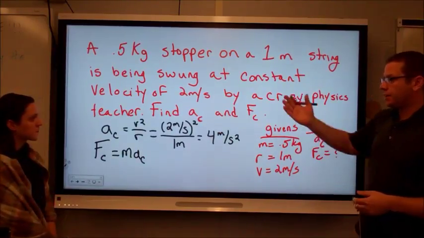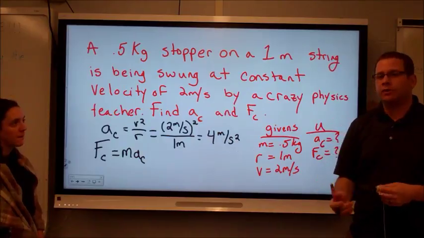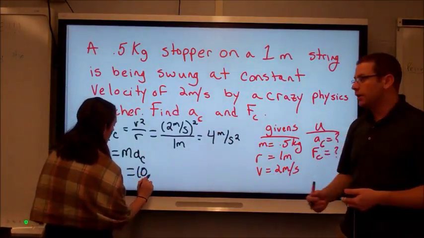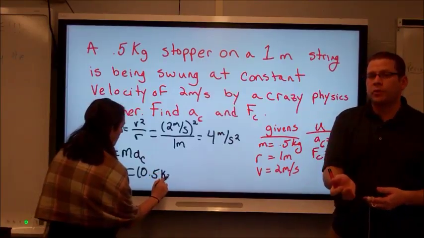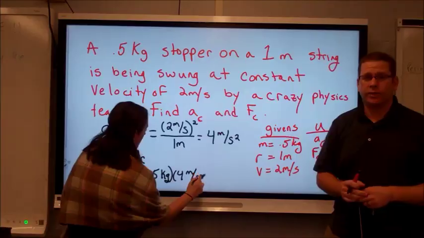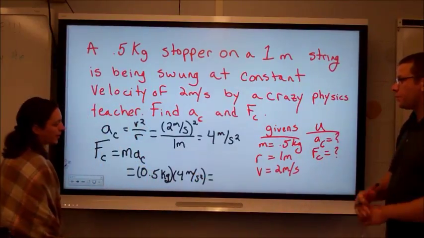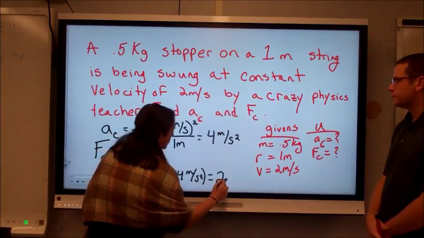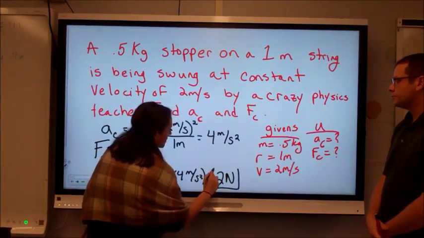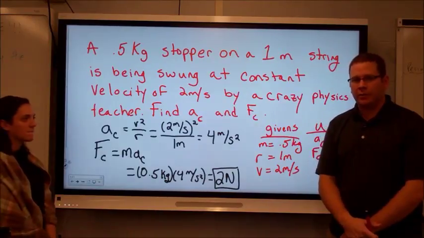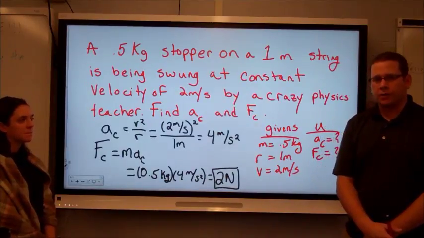Every single force in the world can be set equal to some mass times some acceleration. So just because we're saying centripetal force does not mean we change the way we find the force. It's still a mass times an acceleration. But if we're finding centripetal force, the acceleration you're talking about is the centripetal acceleration. So I'm going to plug in my 0.5 kilograms and my 4 meters per second squared, and I end up with a centripetal force of 2 newtons. It means it takes 2 newtons to keep this stopper moving in that circular motion.